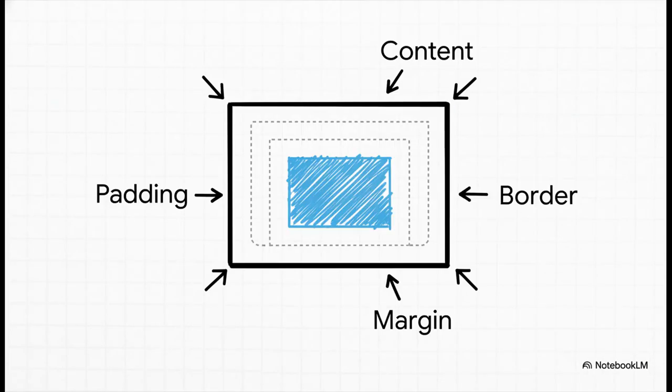And here it is, the whole shebang, all laid out. From the very center, you've got content, then padding, then the border, and finally the margin on the outside. And remember, this 4-layer structure applies to literally every single thing you see on a web page.